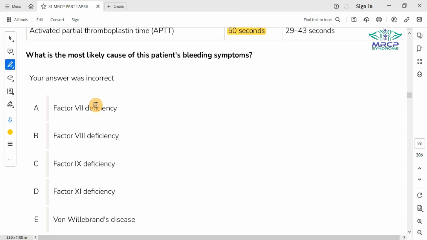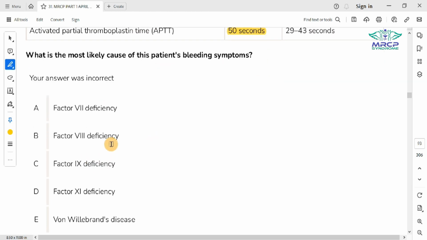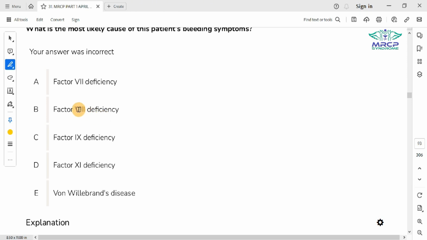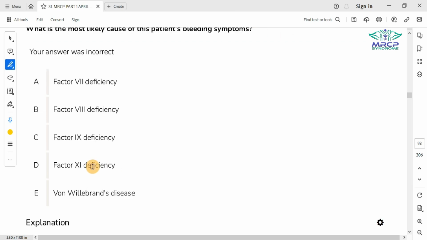Factor 7 deficiency carries the autosomal recessive pattern of inheritance, and in this case the prothrombin time would be prolonged and the APTT will be within the normal range. Factor 8 and factor 9 both carry the X-linked pattern of inheritance, meaning women don't usually have clinically significant disease, and they usually don't suffer from bleeding events. And factor 11 deficiency also carries the autosomal recessive pattern of inheritance.